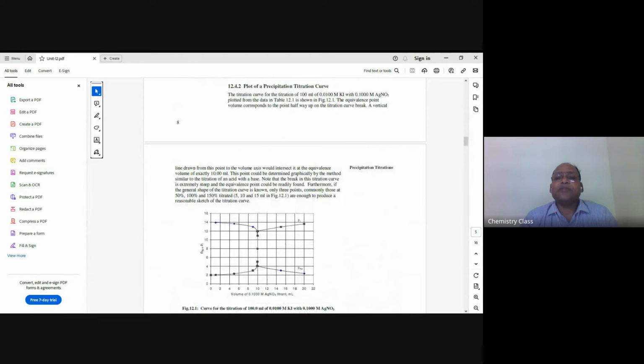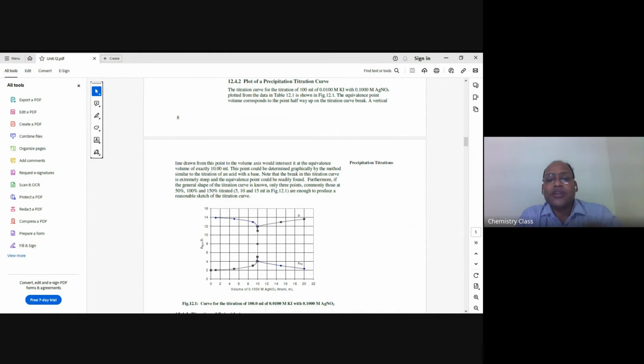So plot a precipitation titration curve. The titration curve of the titration of 100 ml of 0.0100 molarity KI with 0.1000 molarity AgNO3. If you titrate this and plot, so here the plot is there.